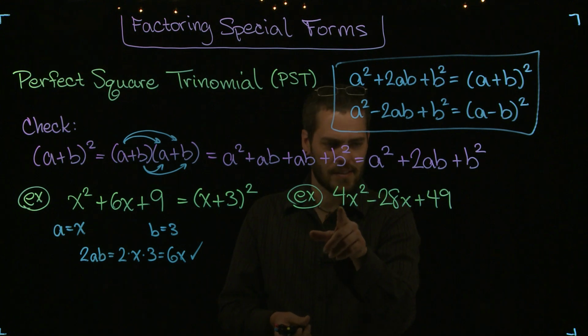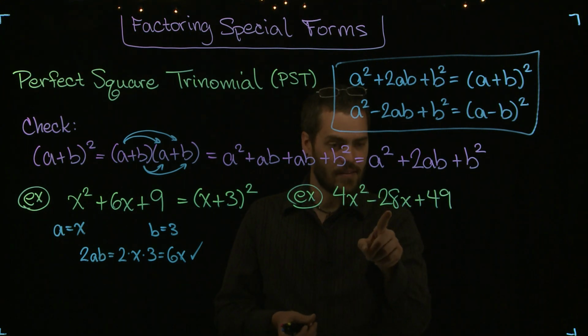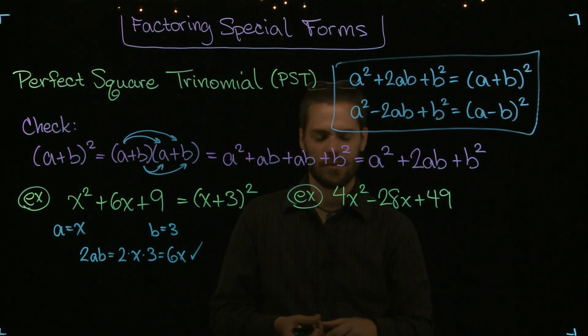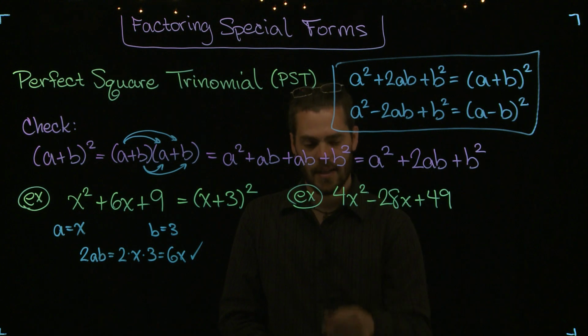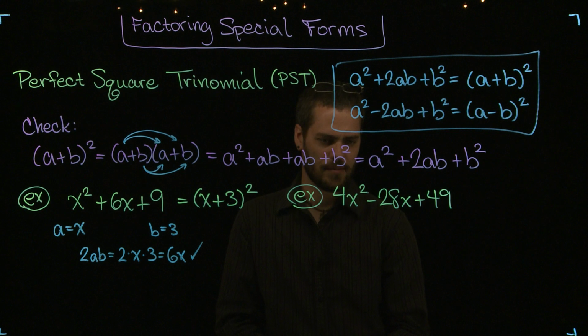There's a 4, obviously, in this one. There's a 4 in that one, but there is not a 4 in that one. There's a 7 in this one. There's a 7 in that one, but there is not a 7 in that one. So no, there is no greatest common factor. But I'm curious whether or not this is a perfect square trinomial.